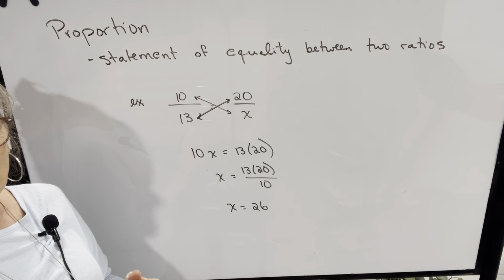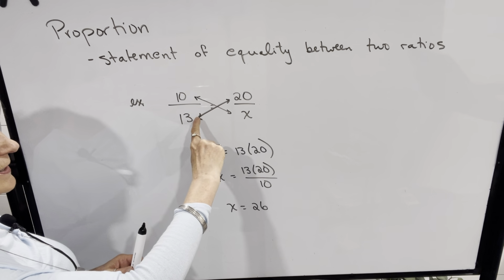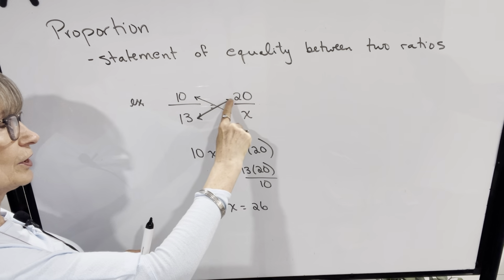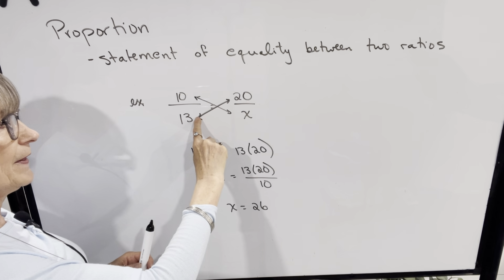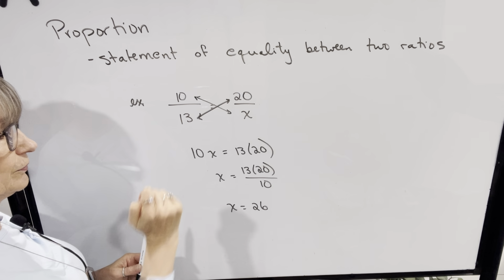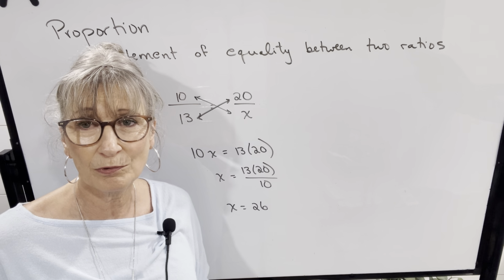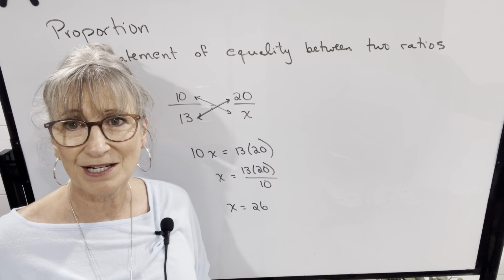And if you understand the idea of cross-multiplying, you might be able to take a bit of a shortcut and realize that the two numbers that are across from each other get multiplied, and then that product gets divided by the number that's diagonal to your unknown. With proportion, you're probably going to see the question in a word problem. So let's take a look at a few examples.